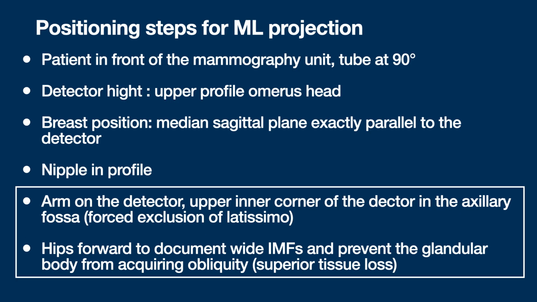Note the position of the chest, which is very close to the detector. The radiographer then moves in front of the patient. The hips must be pushed well forward to document the inframammary fold and prevent the breast, or better, the gland, from acquiring obliquity.